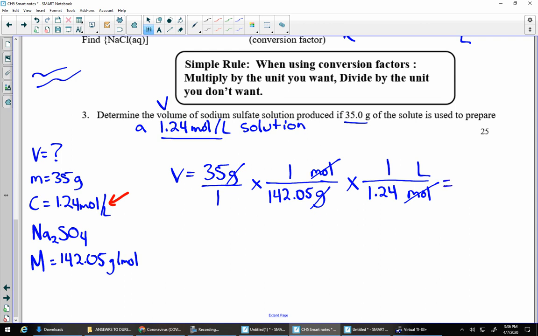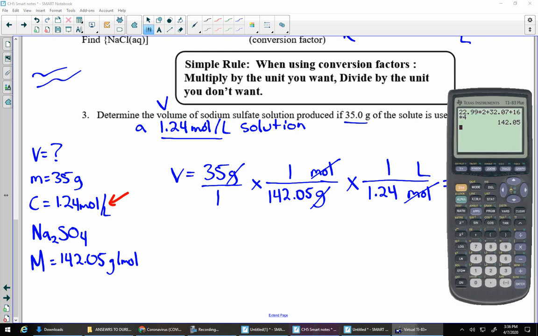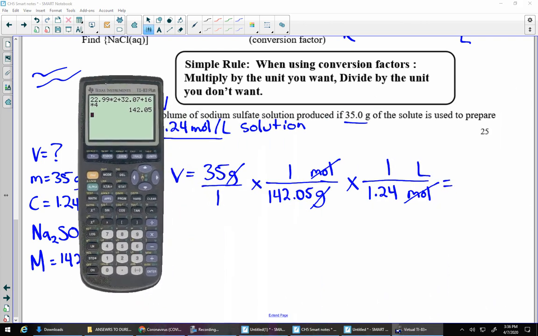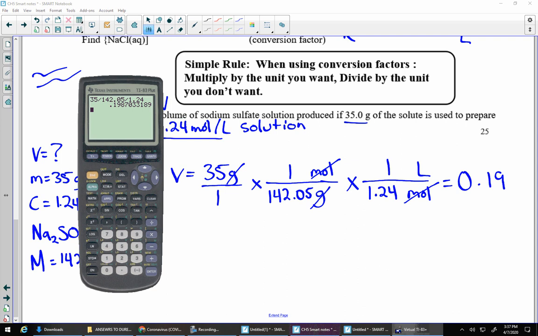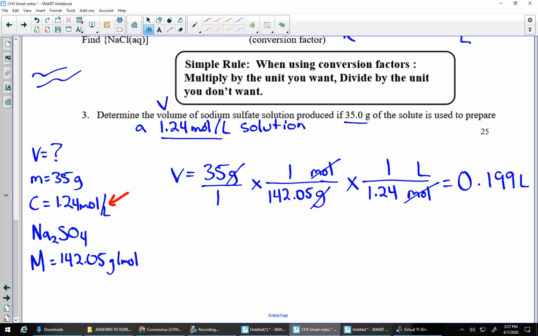Awesome. This is great, right? What's the only unit that's left in this entire formula? Just liters. And what are we looking for? We're looking for volume, just liters. Nice. Okay, so if I wanted to plug this in, I do 35 divided by 142.05. And then let's see, divided by 1.24. So my answer should be 0.1987, and we've got, let's see, 3 sig digs, so 0.199 liters. Cool, very, very cool.